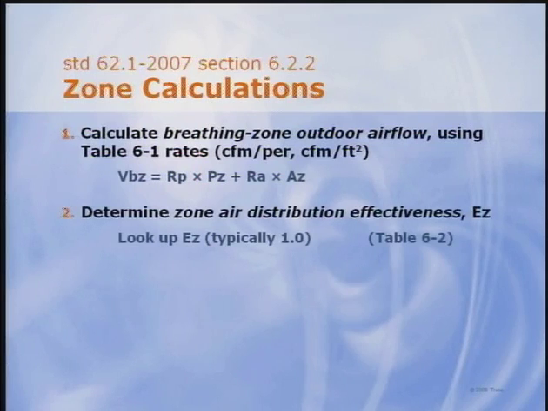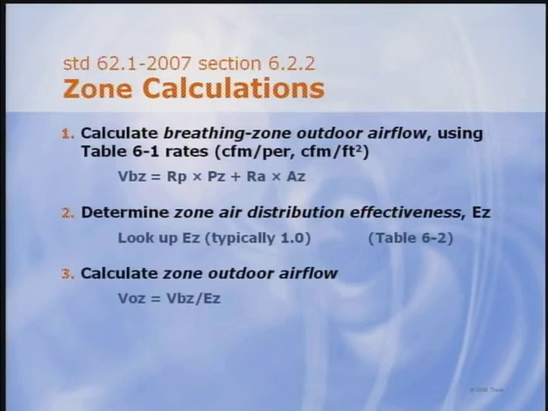Then look up the default value for air distribution effectiveness in Table 6-2 to correct for any short-circuiting due to diffuser placement and supply air temperature. Finally, find the minimum outdoor airflow for the zone.